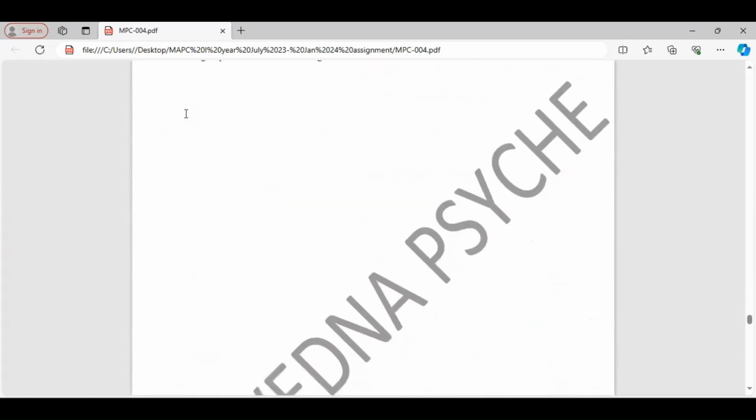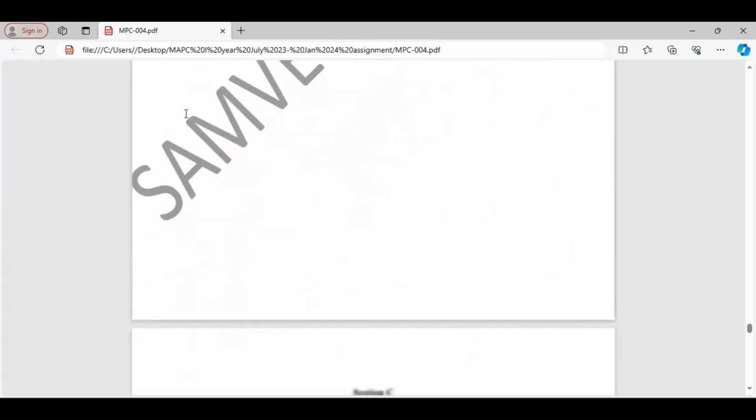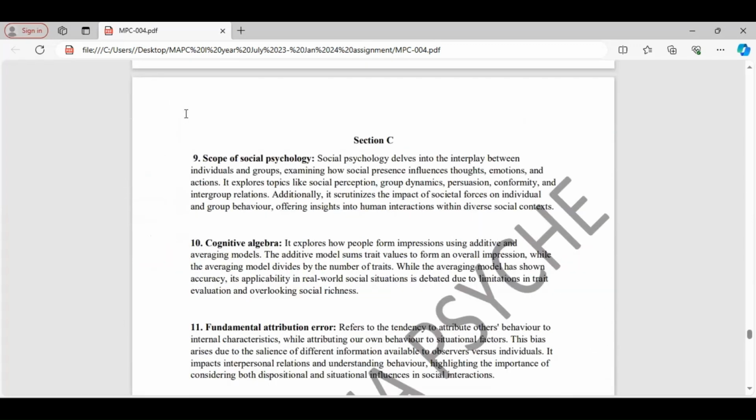Section B is done. Let's move on to section C. Section C, question number 9, scope of social psychology. This deals with the interplay between individuals and groups and studying how social influence they affect the person's thought, emotions and actions. So briefly write about that.